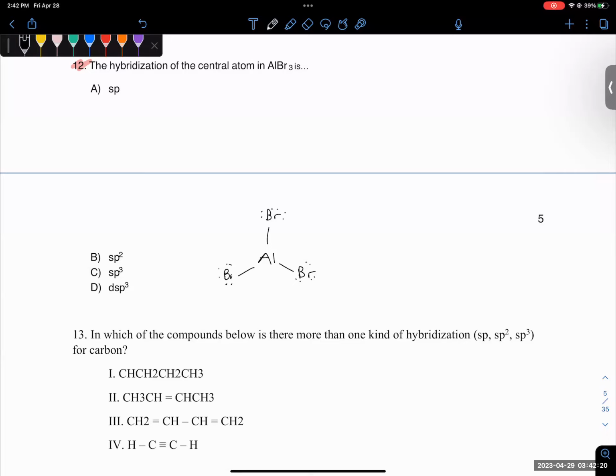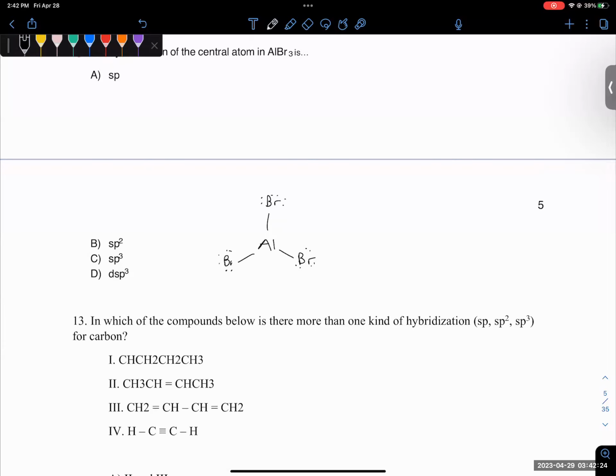Which atoms are they forming bonds with? It's like if it was AlCl3. So if it's boron or aluminum with halogens only. Yeah, that was correct. You're going to see it with halogens and similar atoms.